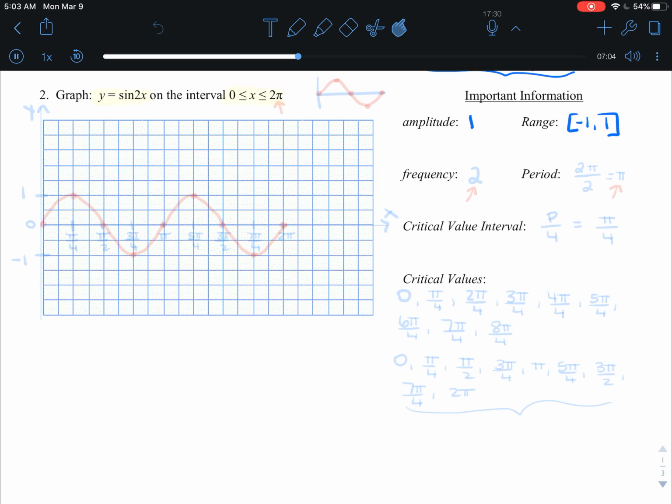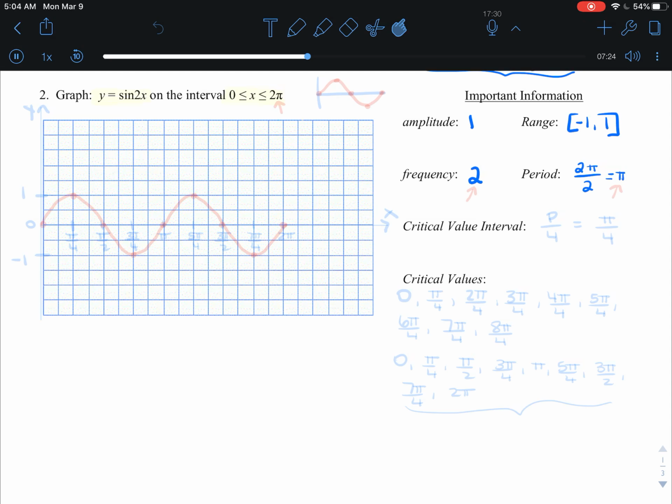Here, the frequency is what's changing. So now we have a frequency of 2, which means the period will be 2 pi over 2, which really just gives us a period of pi. So now I know it'll take me pi units to see one complete sine curve.